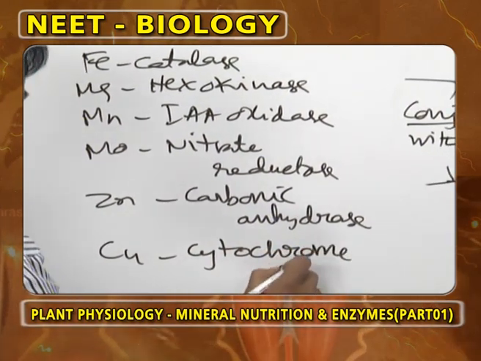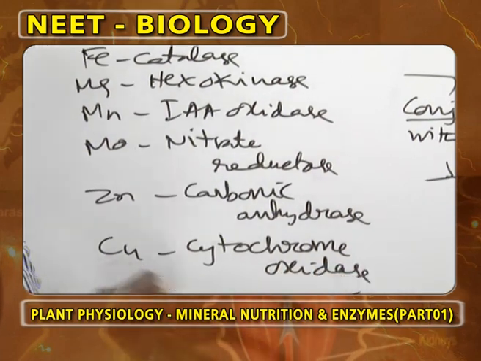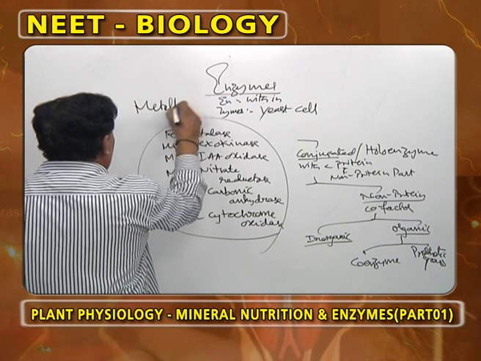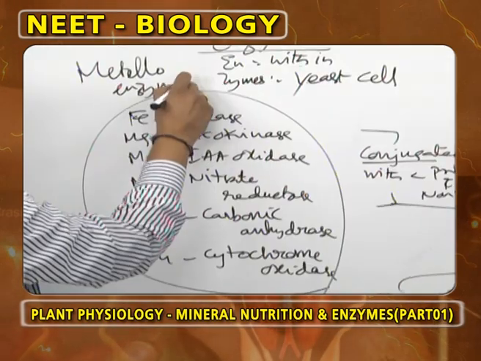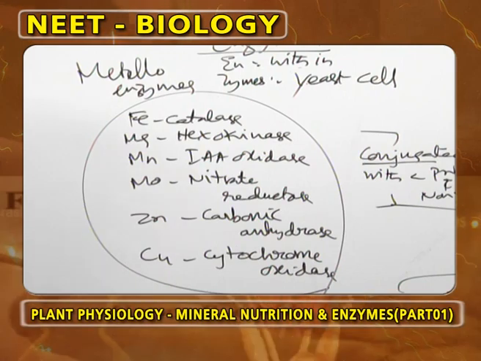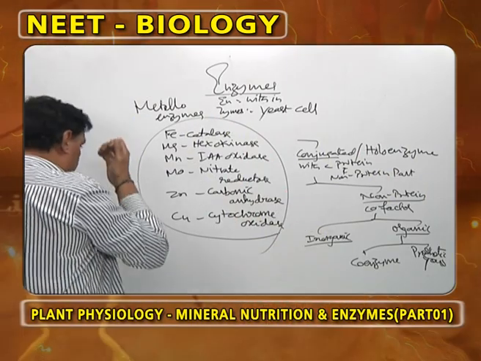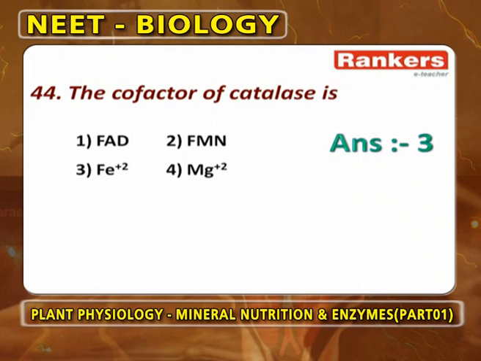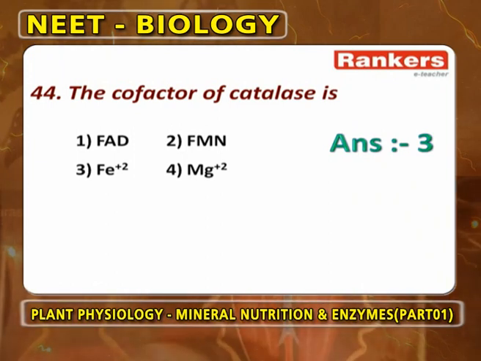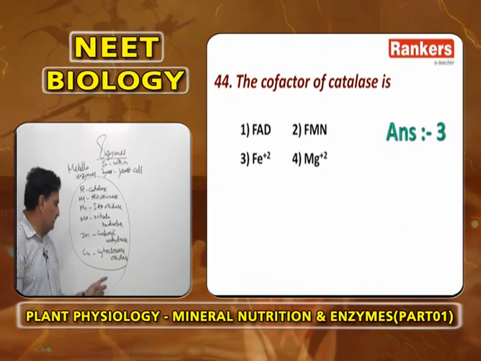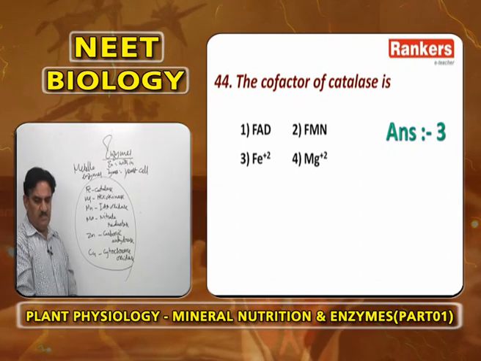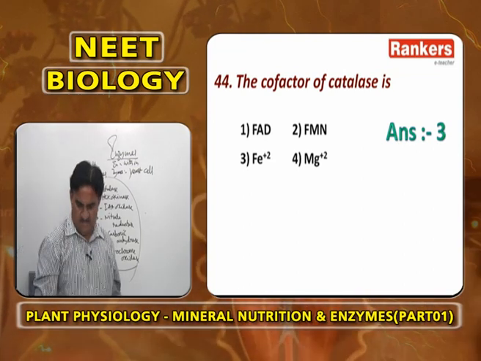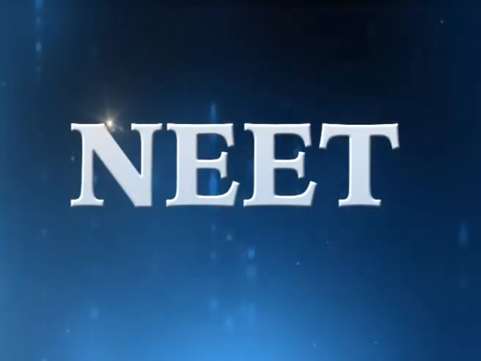That means without these mineral ions, the enzyme cannot show its function. That's why these enzymes are also called metalloenzymes. Iron for catalase, magnesium for hexokinase, manganese for IAA oxidase, molybdenum for nitrate reductase, zinc for carbonic anhydrase, copper for cytochrome C oxidase. So the cofactor of catalase is iron.